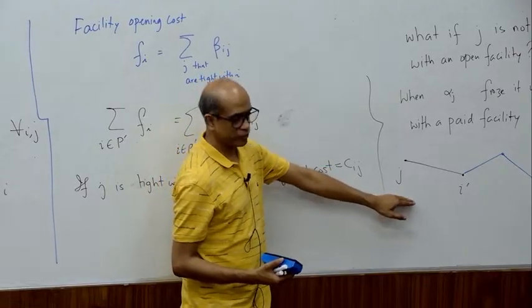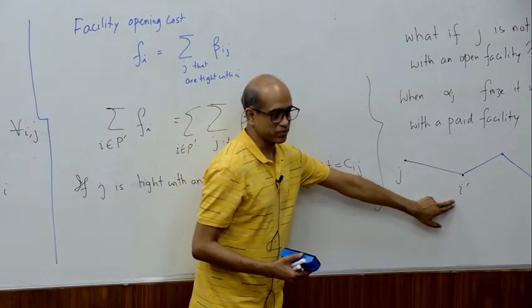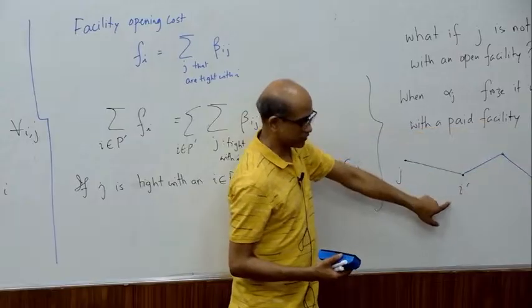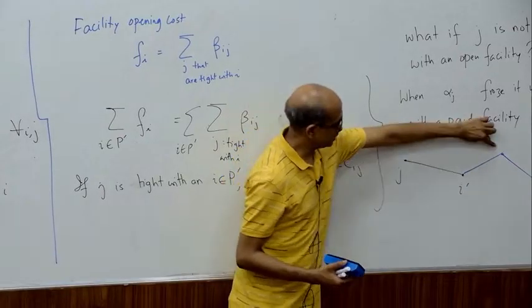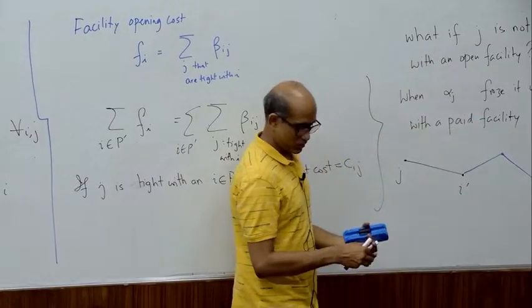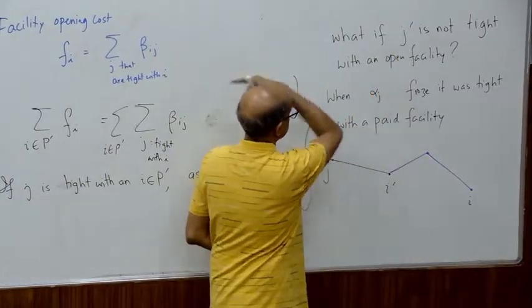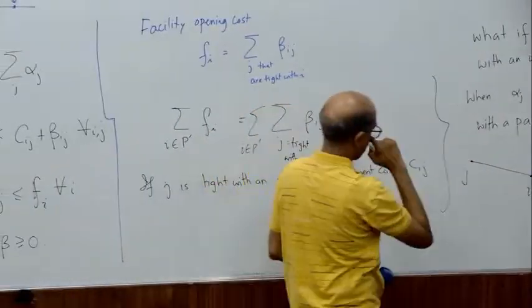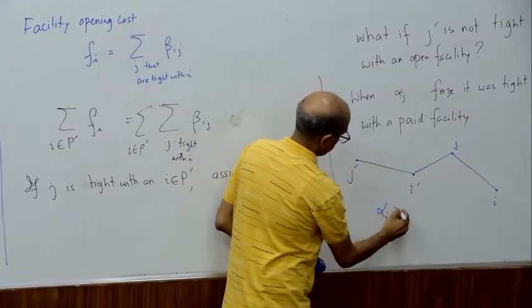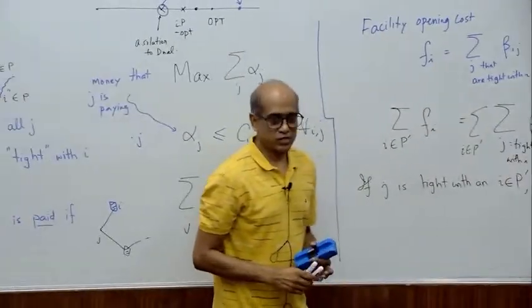So till this point of time alpha J was being raised, and at that time you stopped raising alpha J. But this guy was also tied with I prime. When did this guy freeze? Only after this point. So this is one argument you have to check. Let me call this J prime so that it's consistent with that notation here. J prime, J here. I claim that alpha J is at least alpha J prime. Okay? So convince yourself about this.